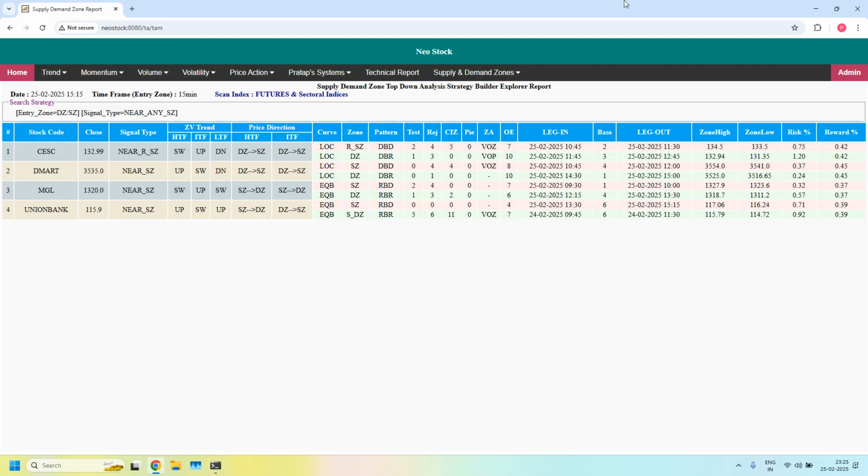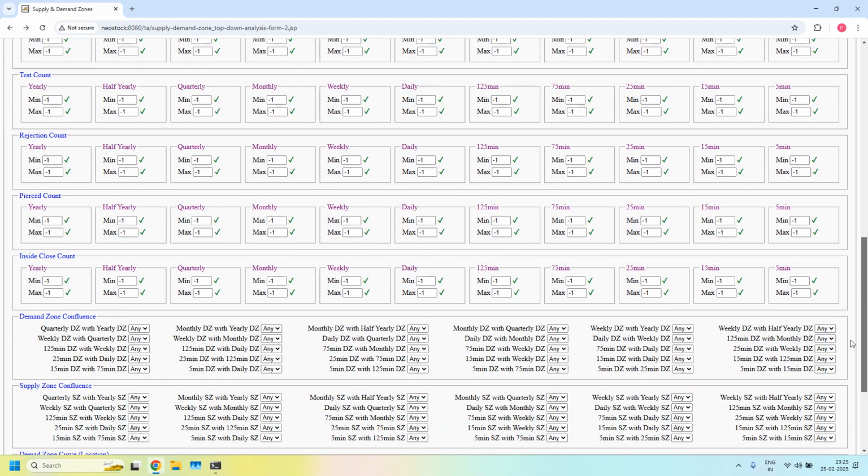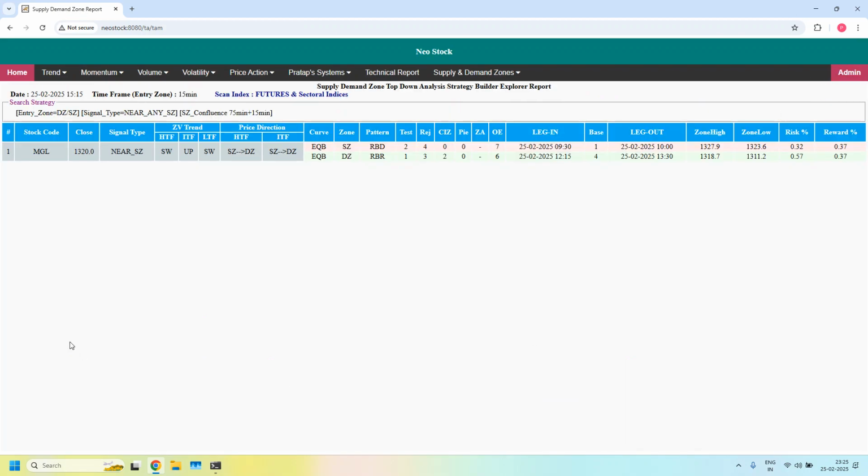Out of these 4, how many are having ITF supply zone Confluence? Let us verify. That is 15-minute supply zone with 75-minute supply zone Confluence. With this filter, out of 4, we got 1 stock. So this 15-minute supply zone is overlapped with 75-minute supply zone. So this is about 15 minutes time frame.